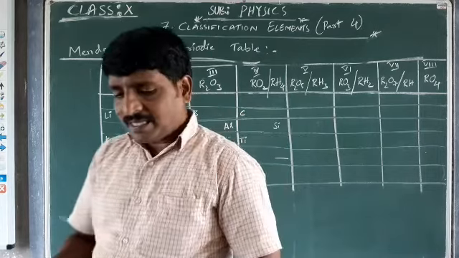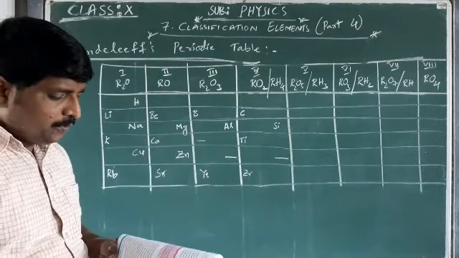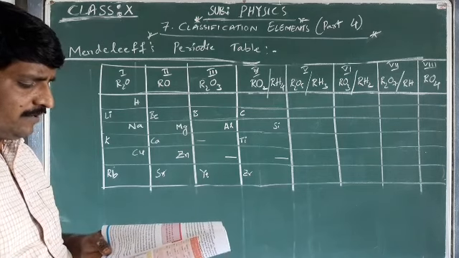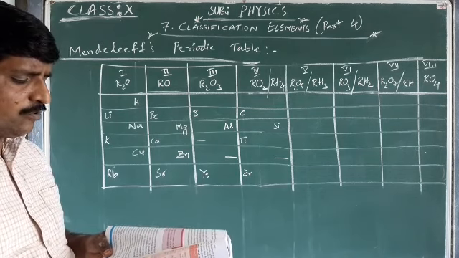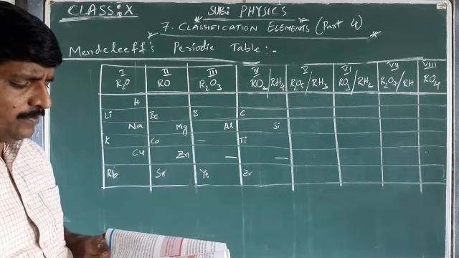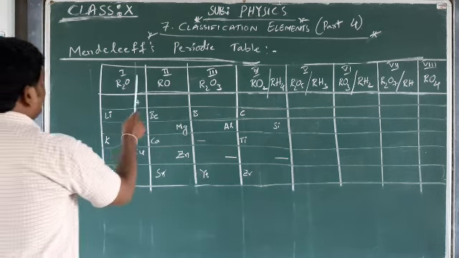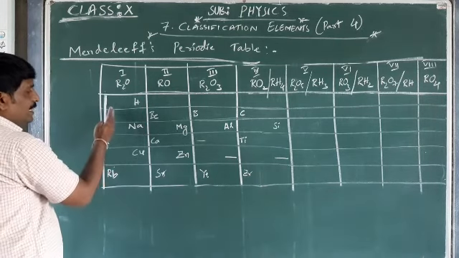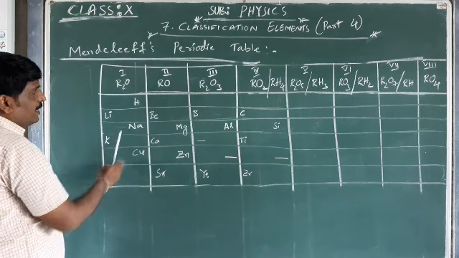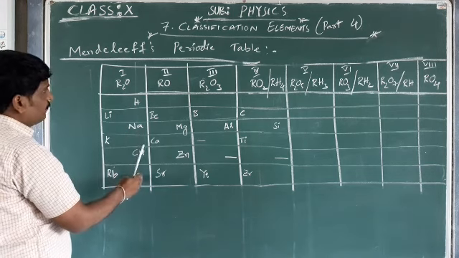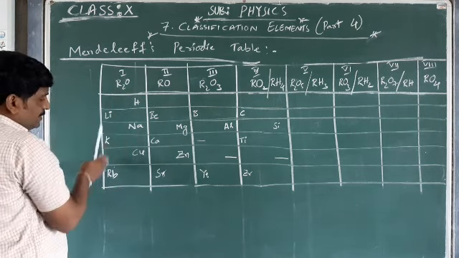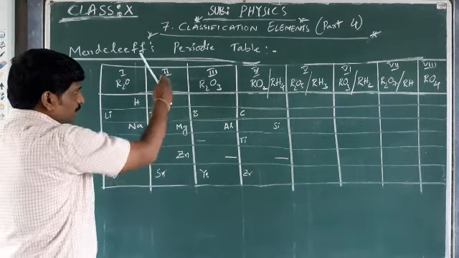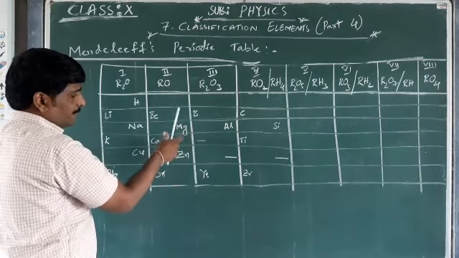Each group is again subdivided into subgroups, that is, subgroup A and subgroup B. See, this is group 1. Again this is divided into subgroups. This side elements consist of A and this side elements consist of B. First group A subgroup, first group B subgroup, second group A subgroup, second group B subgroup.